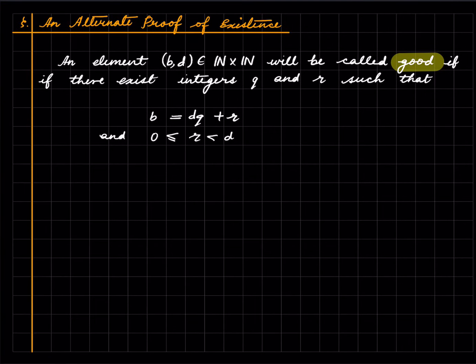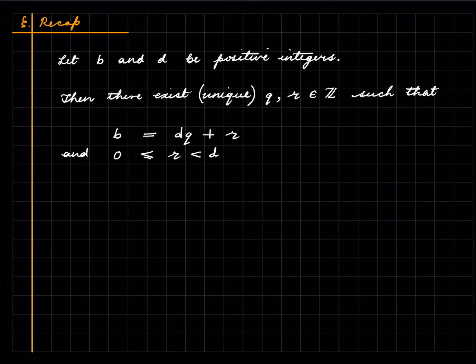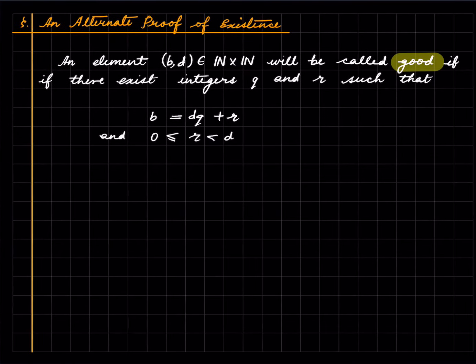So before we start the proof, we need a definition. We will say that an element in N cross N, meaning fix b and d as natural numbers, we'll say that this ordered pair is good if there exist integers q and r such that b can be written in this fashion, divided into quotient plus remainder, and where r satisfies these inequalities. So basically, a good pair is just those pairs of natural numbers for which this theorem holds.